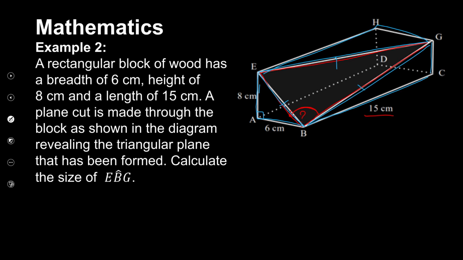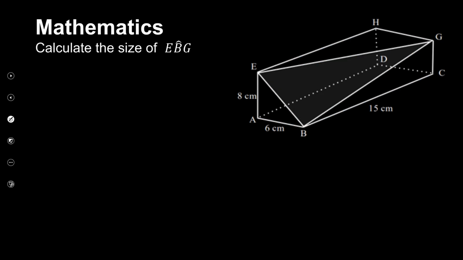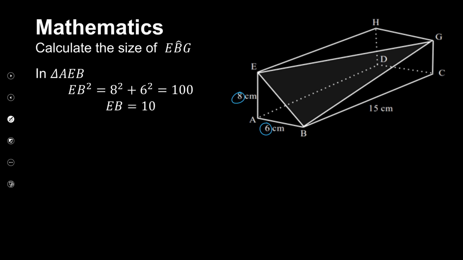Okay, so that's how we're going to start our calculations. So we're going to start off with EB squared, and that's easy. It's just going to be 8 squared plus 6 squared, and we're going to get 100. So in other words, EB will just be 10.